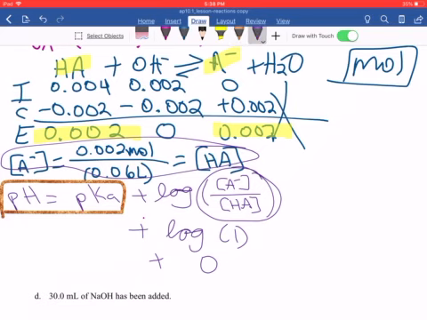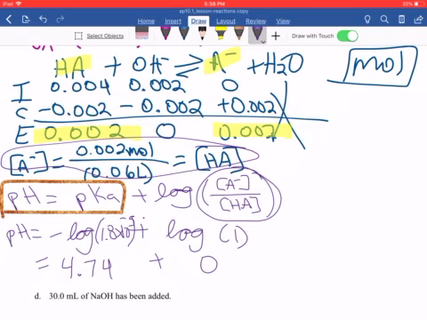And so for our pH, it's just the negative log of Ka. So pH is equal to the negative log of our Ka, and our Ka is still 1.8 times 10 to the negative 5th. If you take the negative log of our Ka from up above, we know that it should be 4.74. And so that's our pH.